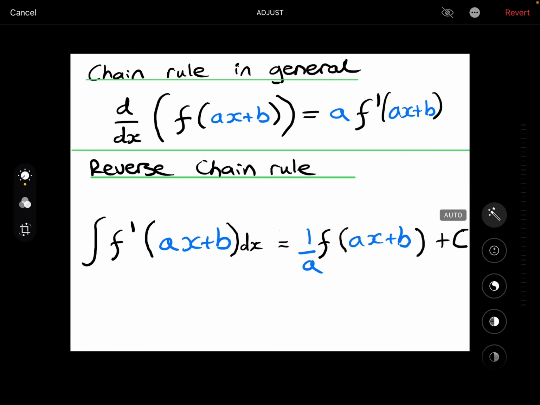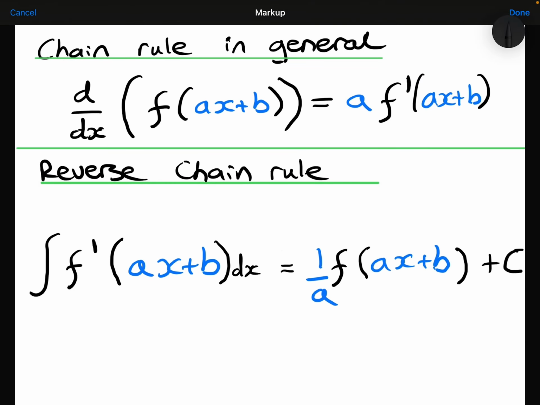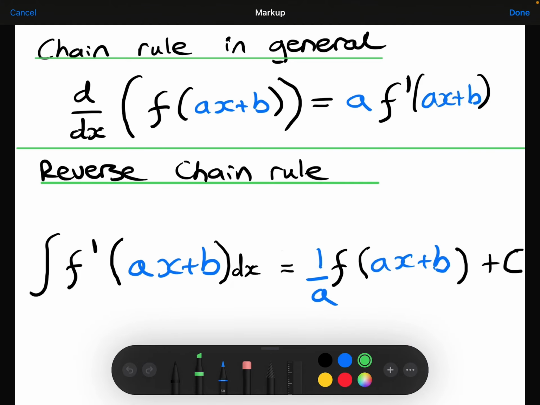Generally then, what I was doing every time was differentiating the outside function and then multiplying by the derivative of the inside function, so multiplying by a. The reverse chain rule then, what I would do is I would integrate the outside function and then I'm going to divide by the derivative of the inside function. Hence why I've got the 1 over a there. I'm dividing by a, that derivative of the ax plus b.